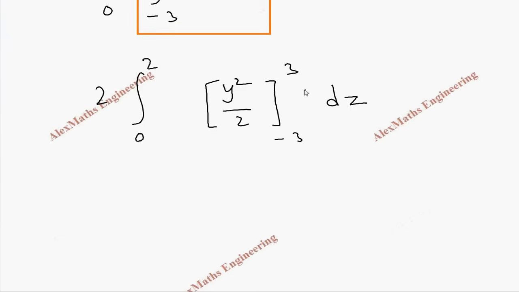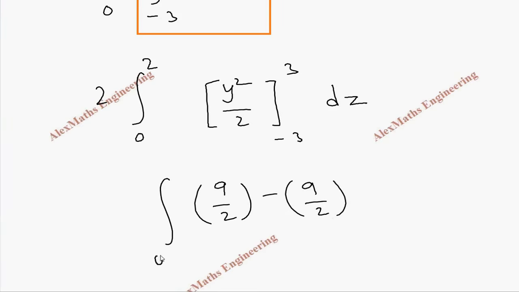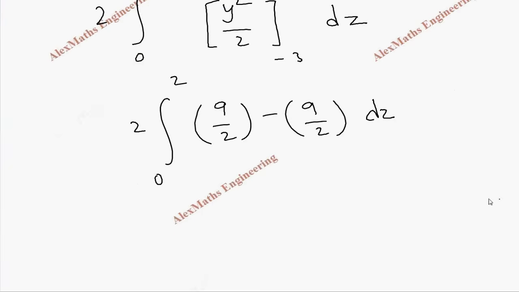When we substitute the upper limit 3, we get 3 square, 9 by 2, then minus, when you put the lower limit, minus of 3 square is plus 9 by 2. The rest of the terms are written as it is, but here 9 by 2 minus 9 by 2 becomes 0. So the total answer is 0.